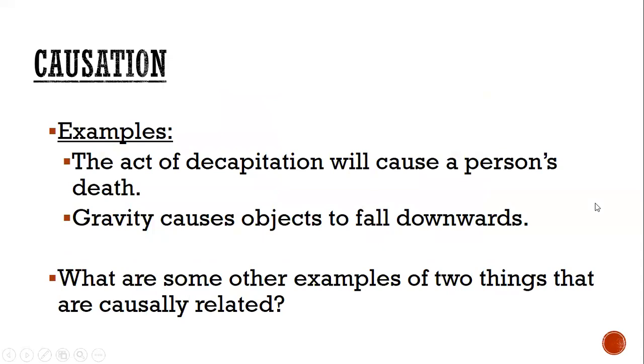Causation examples. If a person is decapitated, death will result. The direct cause of death is decapitation. Gravity.